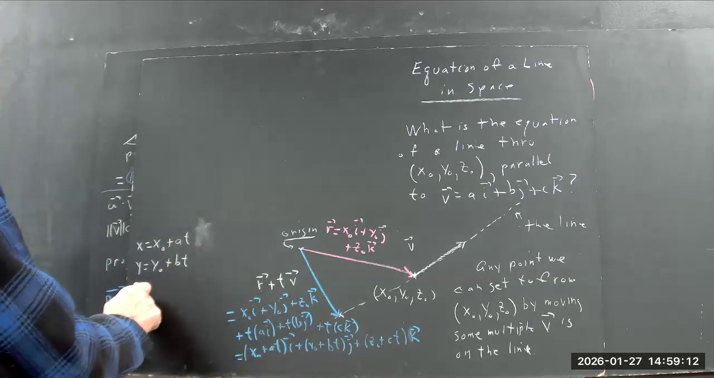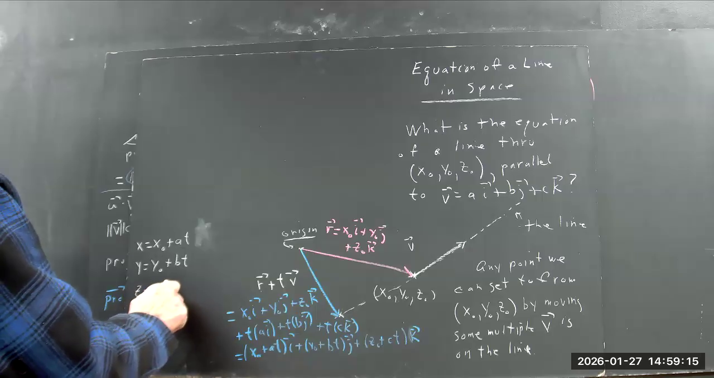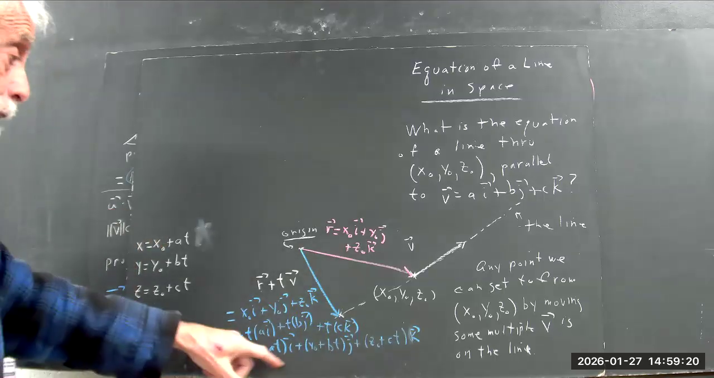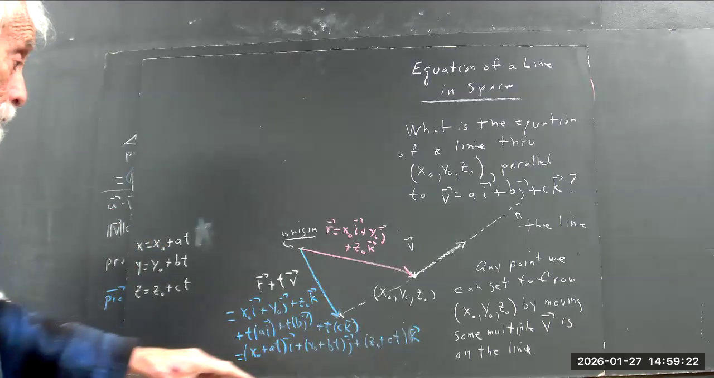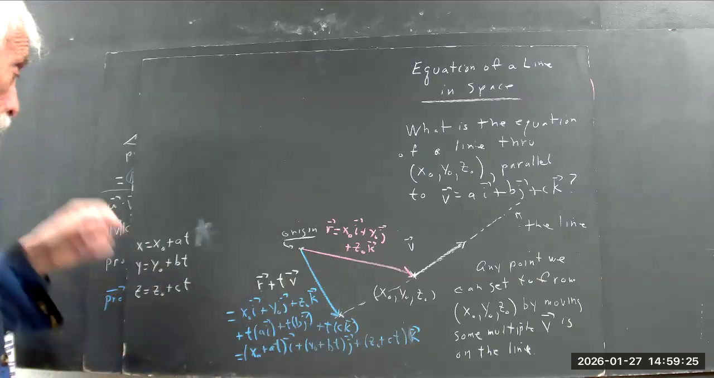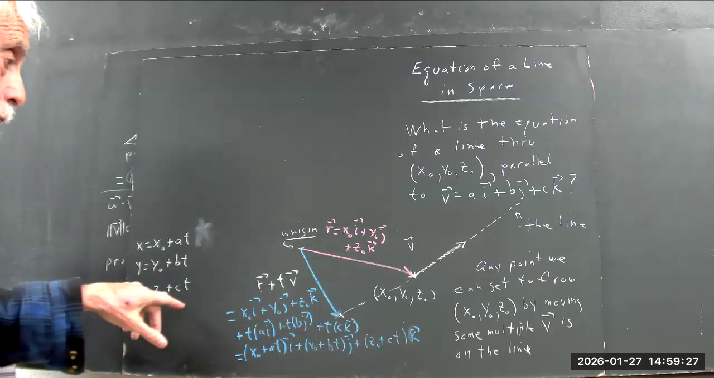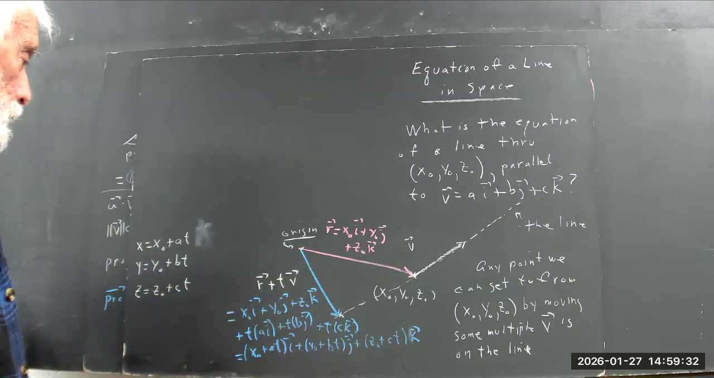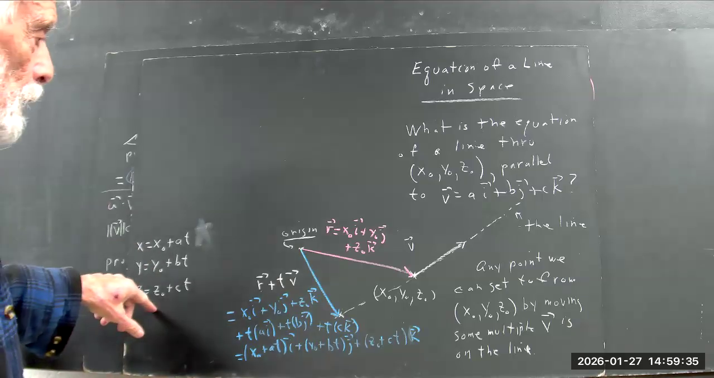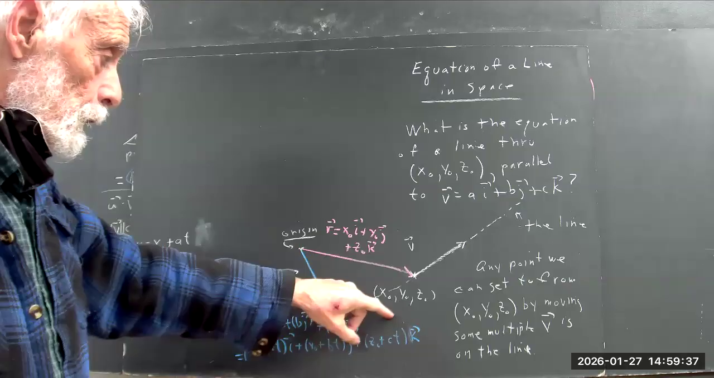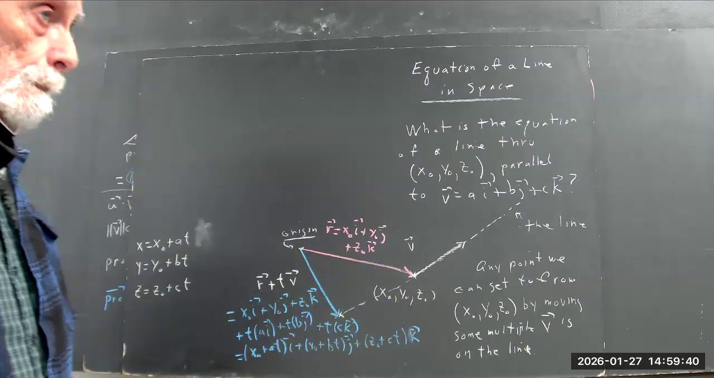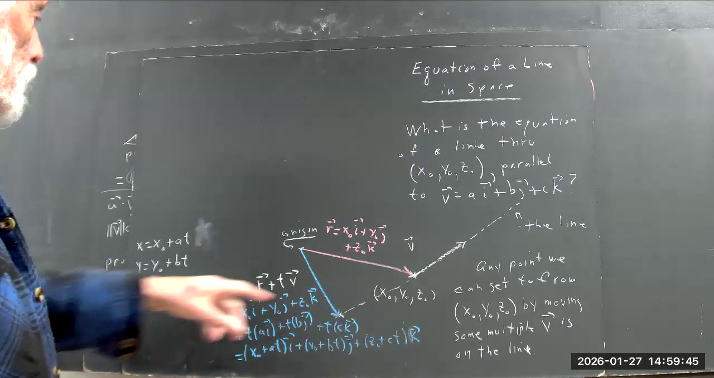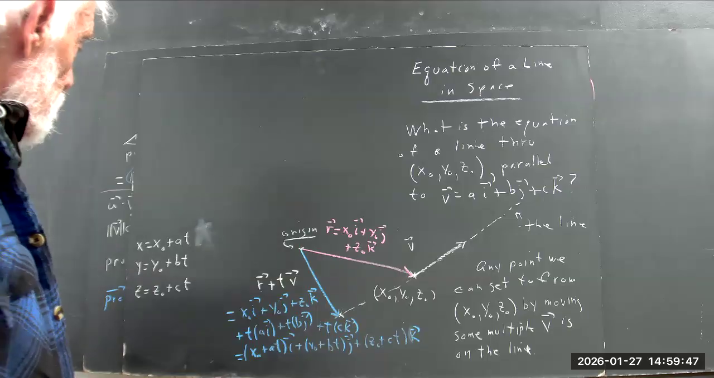And I don't need the I on there. The equations are x equals x naught plus at, as x is the I component, y equals y naught plus bt, y is the j component, z equals z naught plus ct, z is the k component. So these are the equations that define a straight line through the point x naught, y naught, z naught in the direction of v. And it's actually pretty simple. Try to understand every step and every picture here.